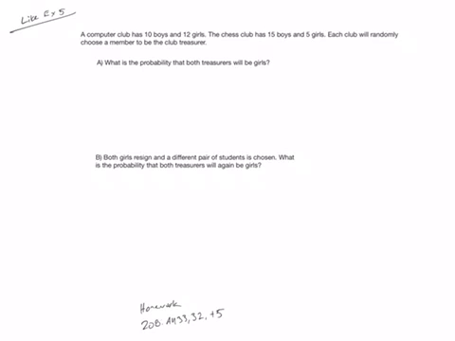So first, let's do the computer club. There are 12 girls, and there are 22 members altogether, because I said the 10 plus the 12. That's the probability for the computer club. For the chess club, there are 5 girls and 20 members altogether, because I just said 15 and 5. Multiplying that, you get 60 over 440, which reduces to 6 over 44, or 3 over 22, which is approximately a 14% chance that both of them would be chosen to be girls.